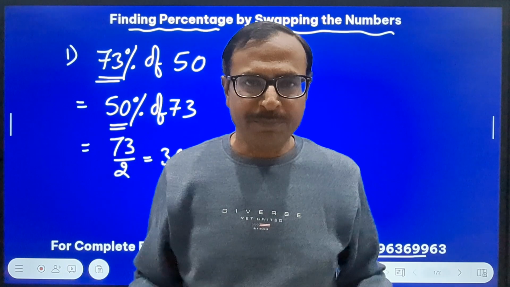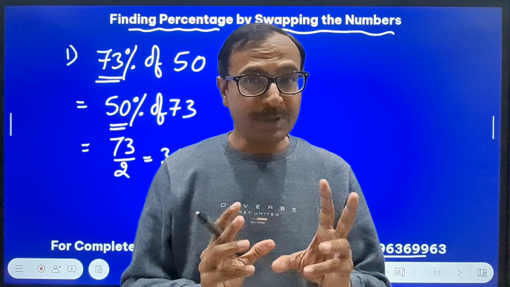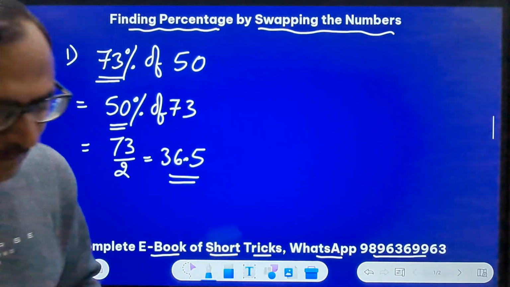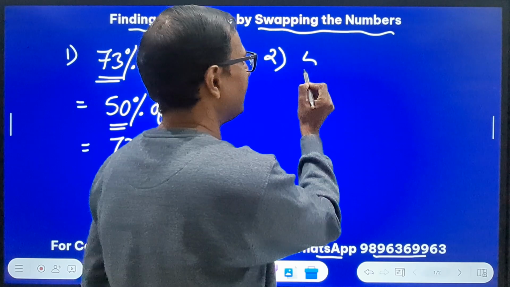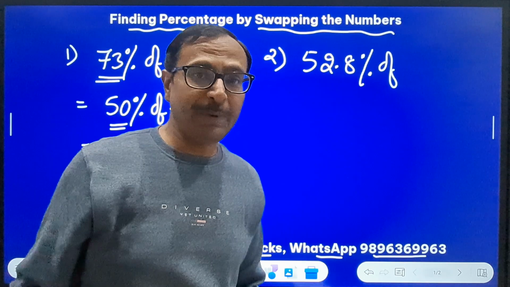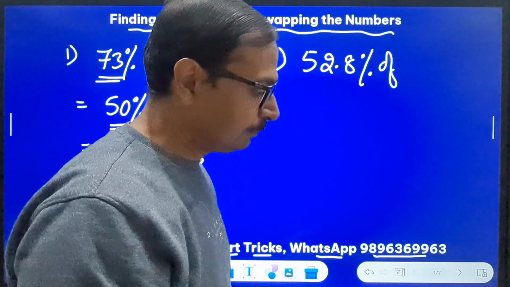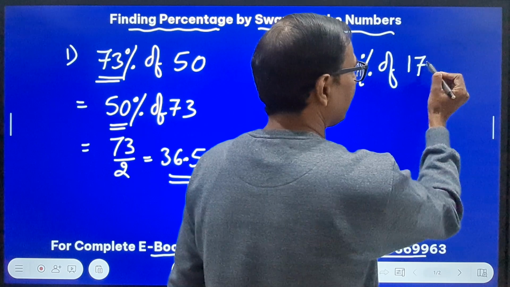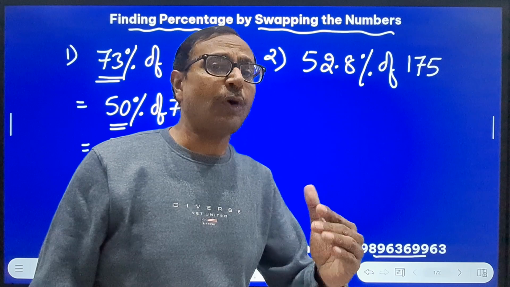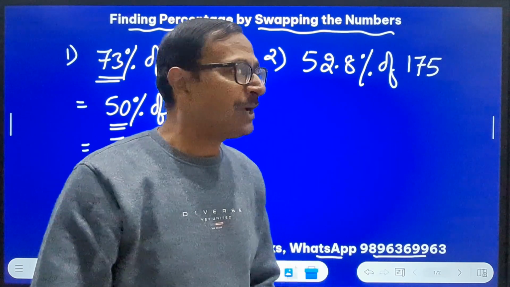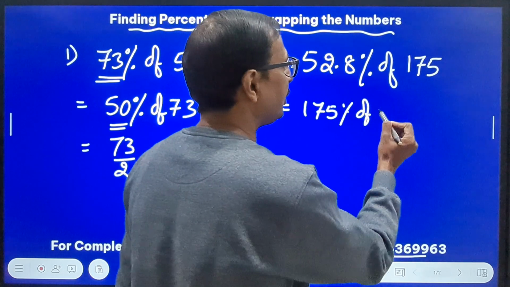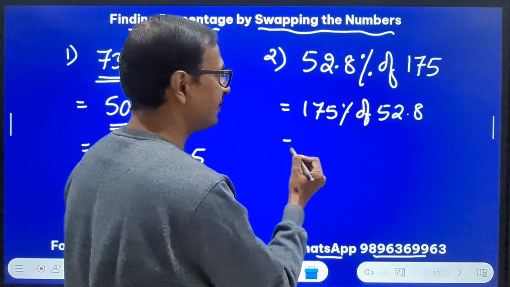Okay, let's take some examples wherein the numbers are a little bit more scary. Okay, I'll call them scary. So the next example I'm going to take up is the decimal, say 52.8%. Look at this. 52.8% of any number will be difficult for anybody, right? But if the second number is a familiar one like 175, 175 can be easily converted to the fraction form, the percentage, 175%, right? So I'll swap the terms. 175% of 52.8. How do I do that?